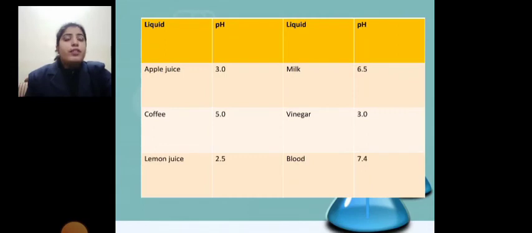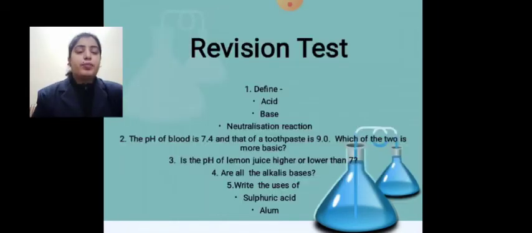Now we are given some liquids and their pH values. The first one is apple juice, its pH value is 3.0. Then the second one is coffee and its pH value is 5.0. The third one is lemon juice, its pH value is 2.5. The next one is milk, its pH is 6.5. Then vinegar, its pH is 3.0.